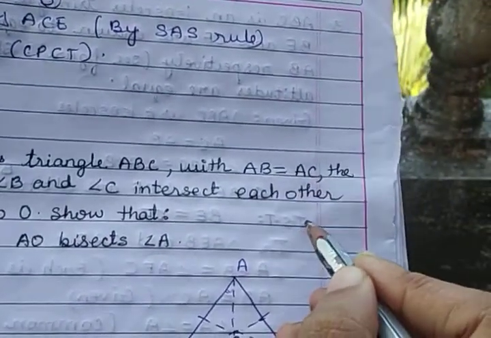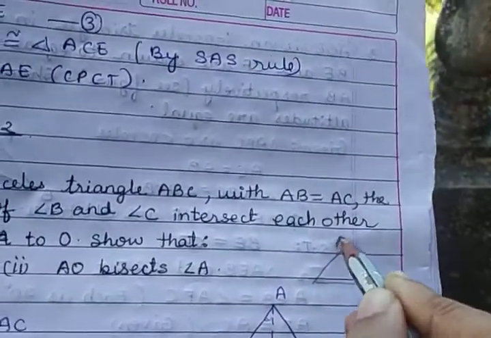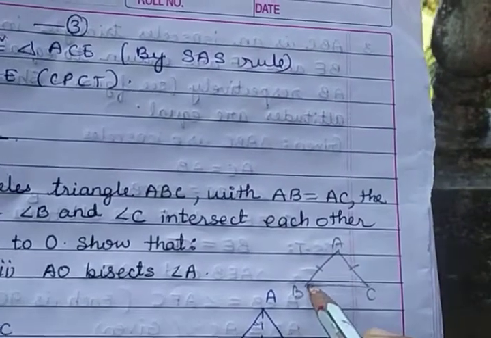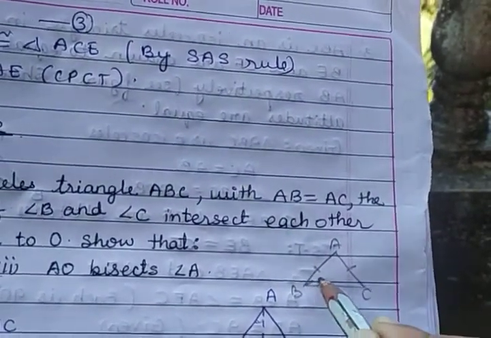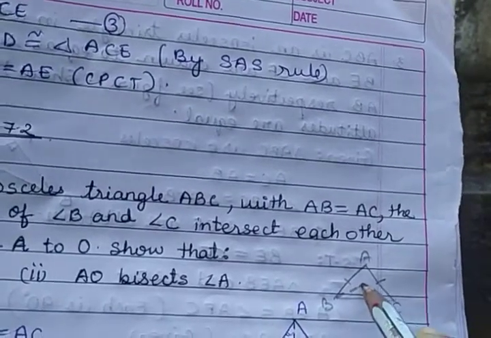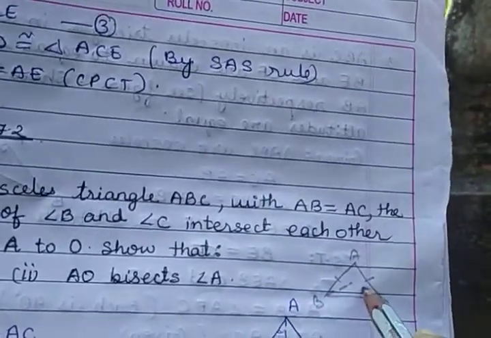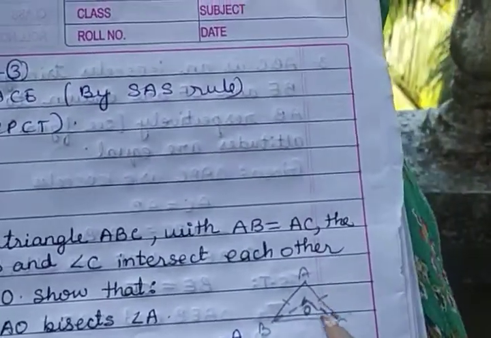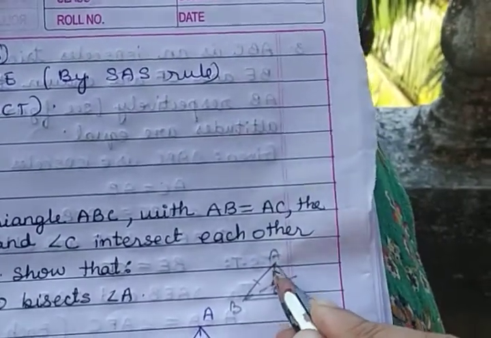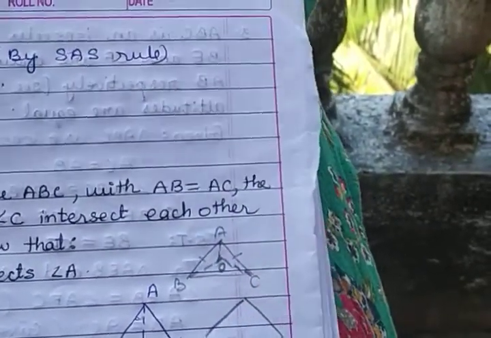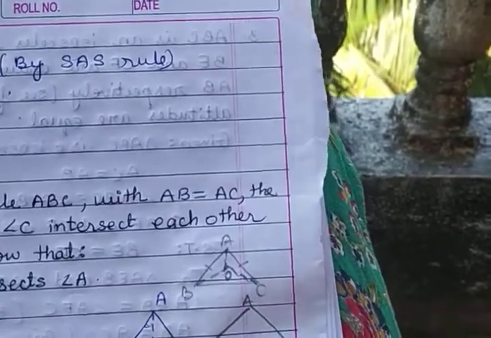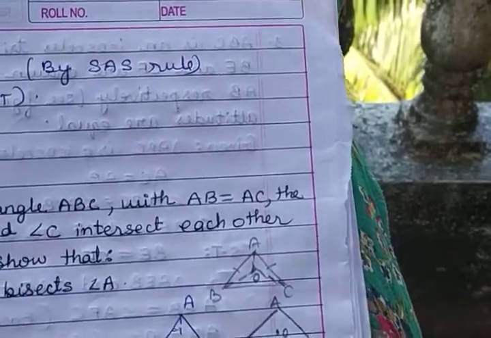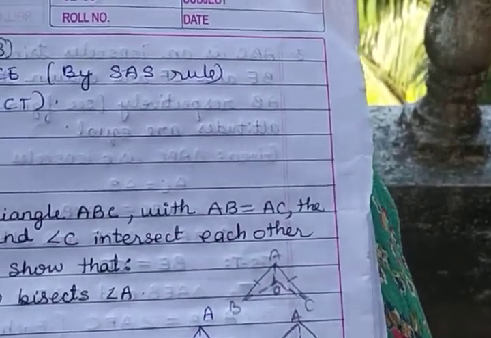So you are given an isosceles triangle ABC, such that AB is equal to AC. Then you have the bisector of angle B and the bisector of angle C, which intersect each other at this point, which is O. You have to join A and O. So the figure that you get here is A, B, C, and you have point O here, and you join this with this and like this. This is the figure you get.